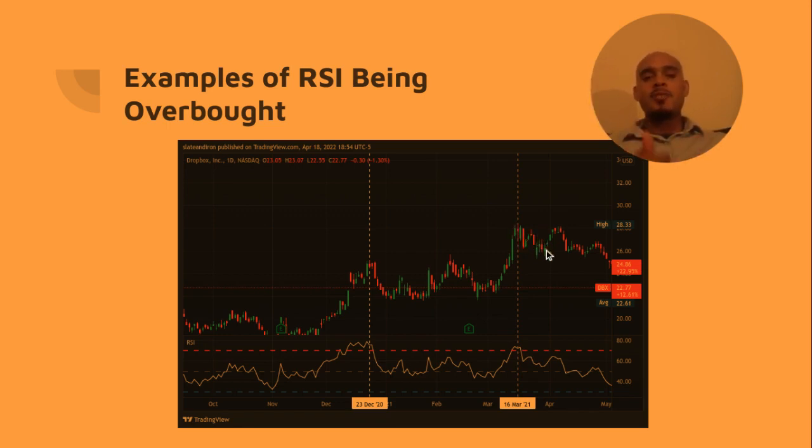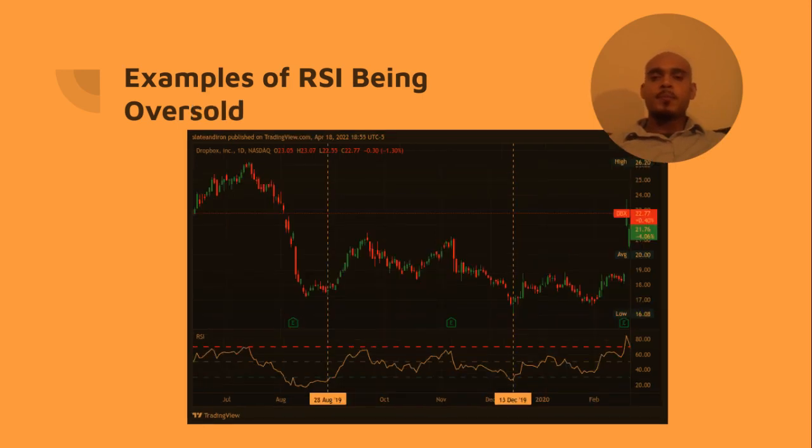But again, use this in confluence with other indicators, support, resistance, and I'll show you some other ones like MACD, Bollinger Bands. We'll get into VWAP. So use this with caution, but it's another indication that the stock is about to make a move.